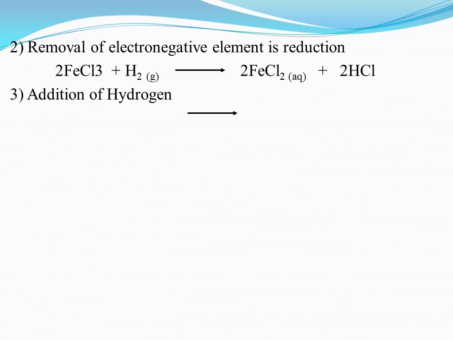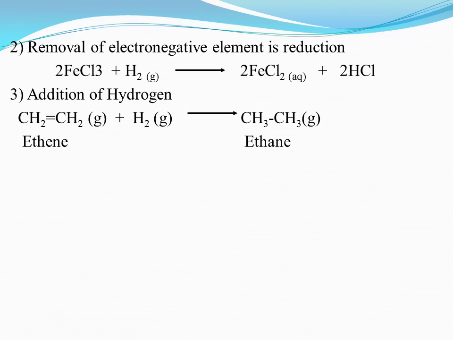Third definition, addition of hydrogen is also reduction. Example, when ethene is reduced by H2, it produces ethane. Now see some other terms in this chapter. First, oxidants or oxidizing agents. A reagent or substance which itself undergoes reduction and causes oxidation of another species is called an oxidant or oxidizing agent.